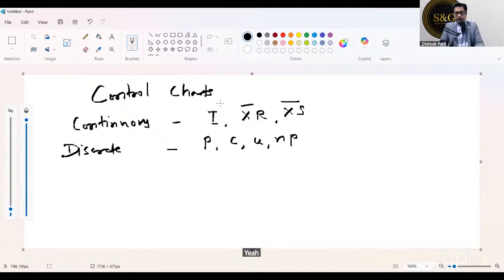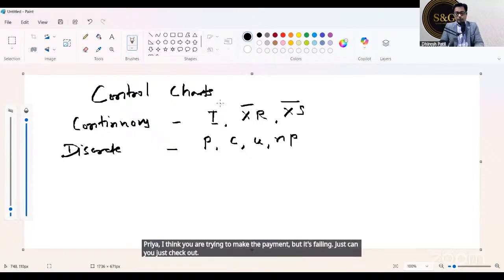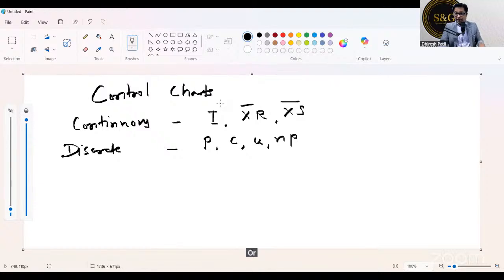Priya, I think you are trying to make the payment but it's failing. Can you just check, or maybe change the card and make the payment. Okay, that will be better. Super. All right, just a second.